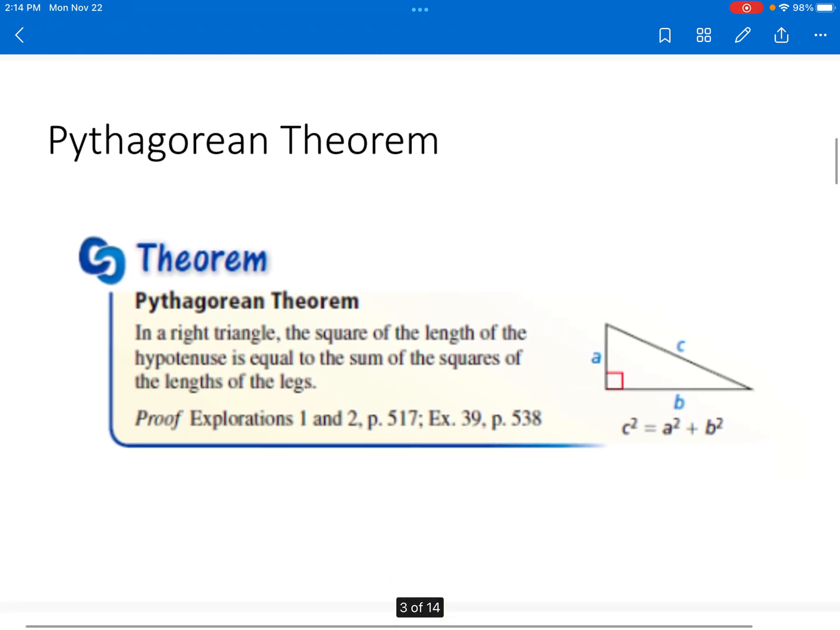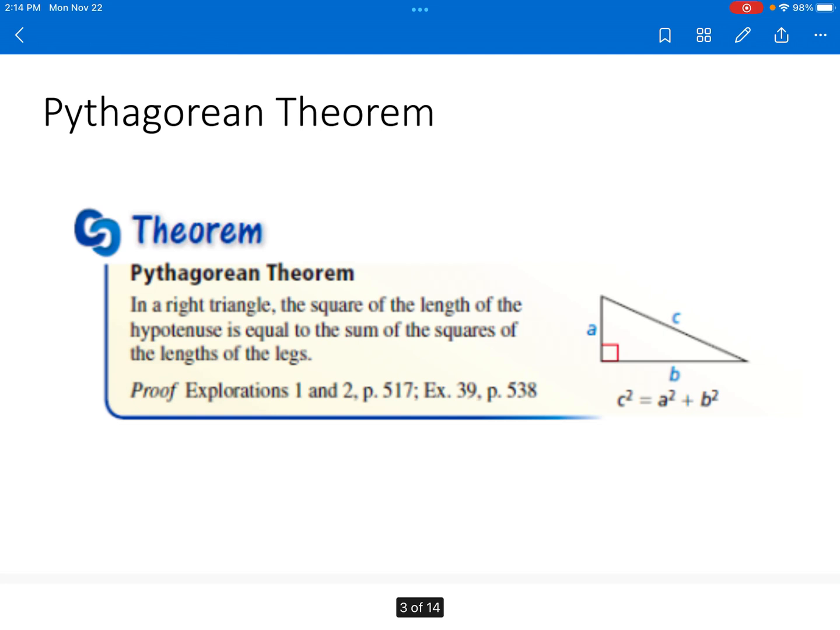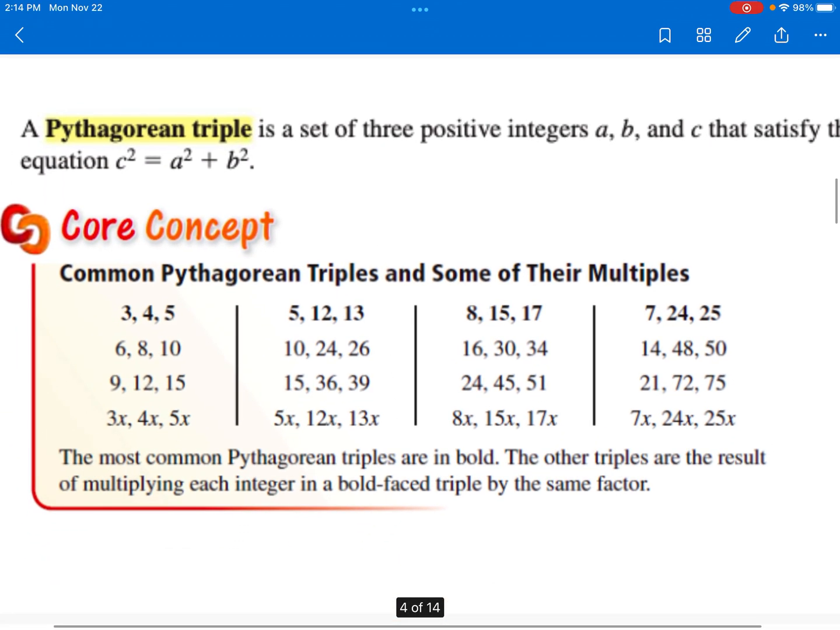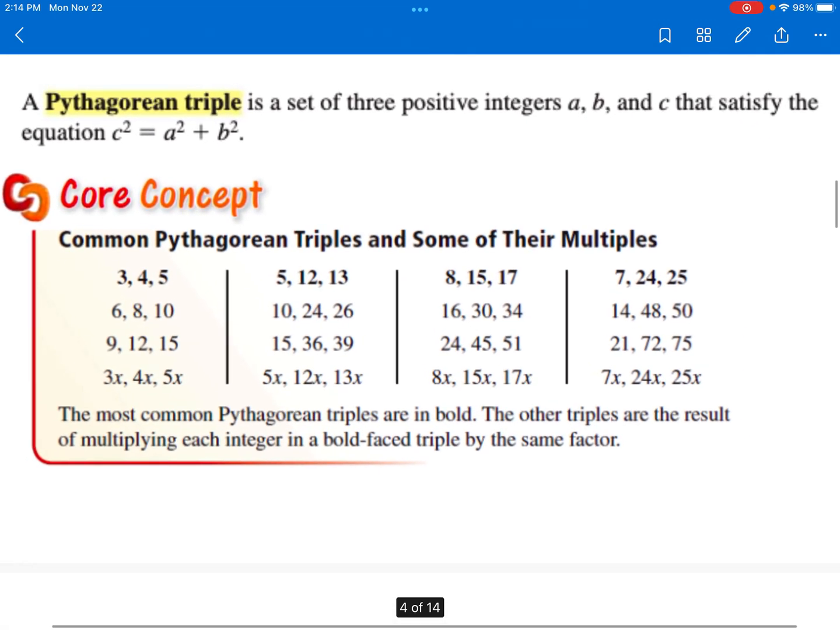Okay, so most of us, if not all of us, know that in a right triangle, the sum of the squares of the legs equals the hypotenuse squared, if it's a right triangle. Now, most of you memorize it as a squared plus b squared equals c squared. Well, that's true, but you better know what a, b, and c are. A and b are the legs, c is the hypotenuse. Now, you may not know this.